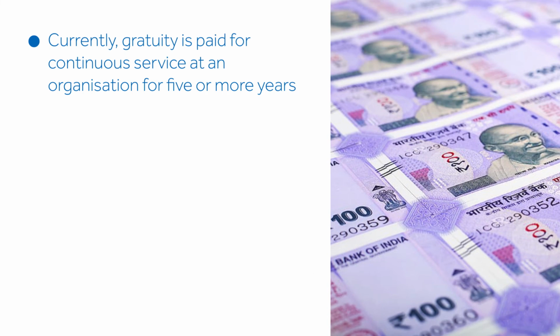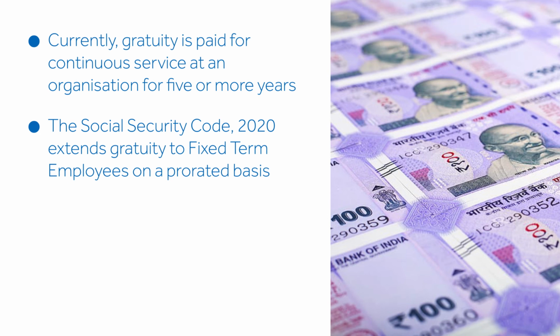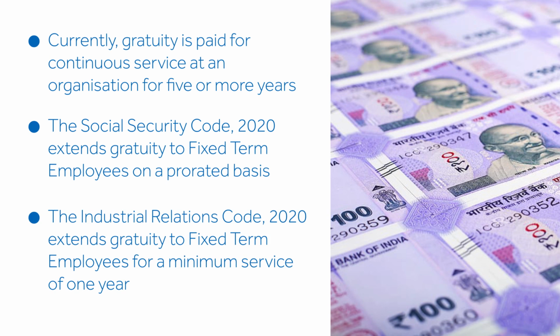Gratuity today is paid to employees for continuous service of employment for 5 or more years in an organization. The code extends it to fixed term employees who will be entitled to the benefit on a prorated basis even if the period of the fixed term contract is less than 5 years. But as per the Industrial Relations Code, fixed term employees will be eligible for gratuity if they render service under the contract for 1 year. Since the two codes contain different provisions regarding gratuity for fixed-term employees, it is unclear whether or not a fixed-term employee with a contract of less than 1 year will be entitled to gratuity benefits under the Code on Social Security.